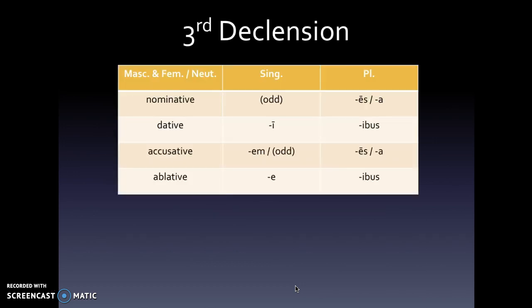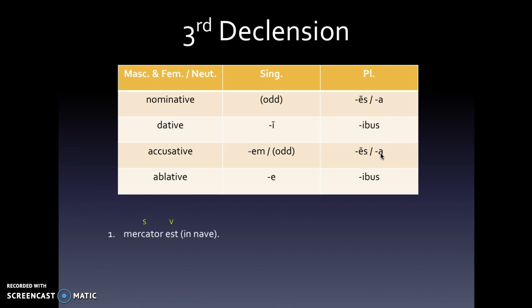Third declension. Third declension is a little tricky. It comes in all three genders. I put odd here in the nominative singular because the nominative singular doesn't really follow a pattern. Because of the neuter being the same in the nominative and the accusative, whatever it is in the nominative, it's also going to be in the accusative. And then we've got our A's over here for our nominative and accusative plural neuters. So let's do some practice.